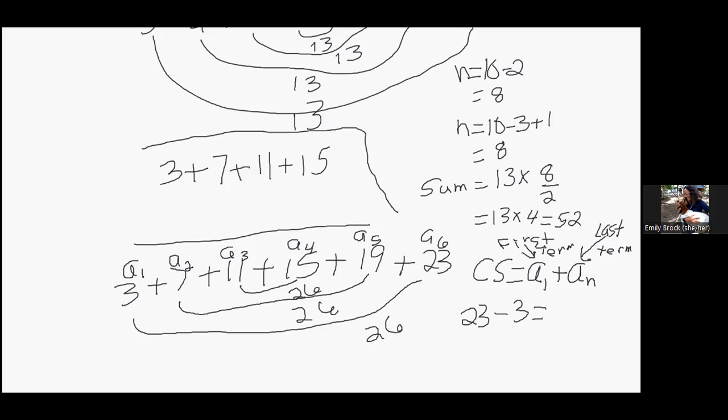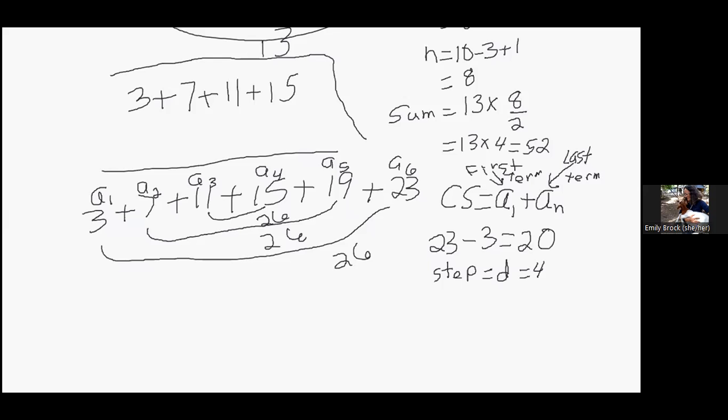We started with 3, we ended with 23. So that means we added 20 to our original number. We want to know how many terms there are. So we say, well, how big of a step did we take each time? Our step, also called the common difference, or D, in this case is 7 minus 3, or 4. Okay, so our step is 4.